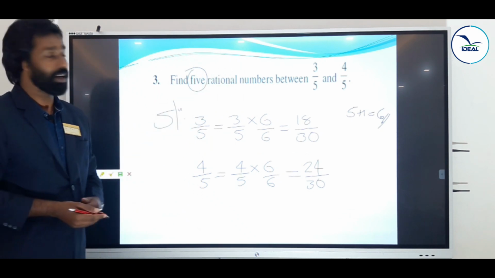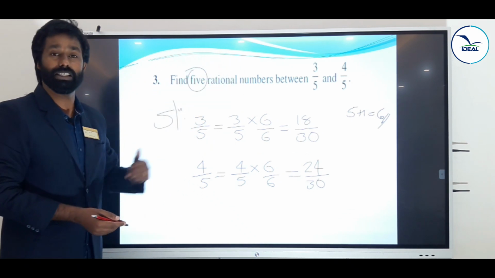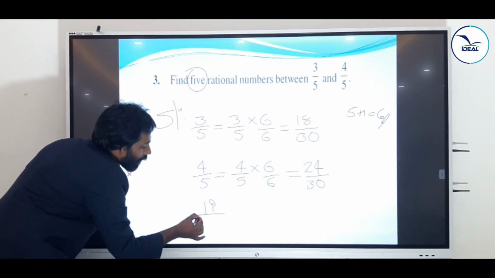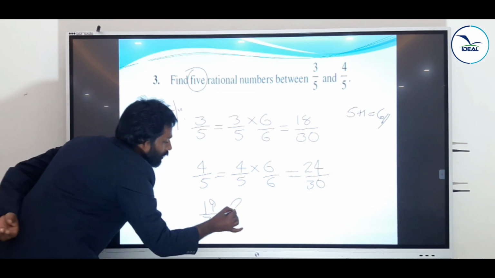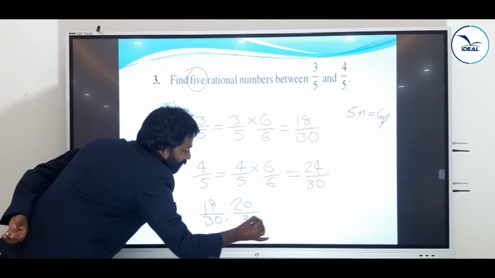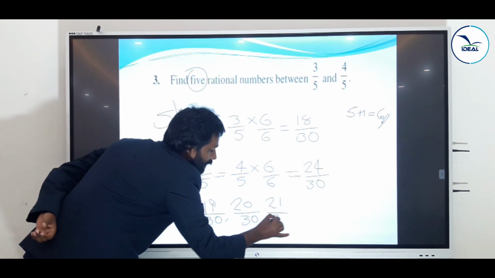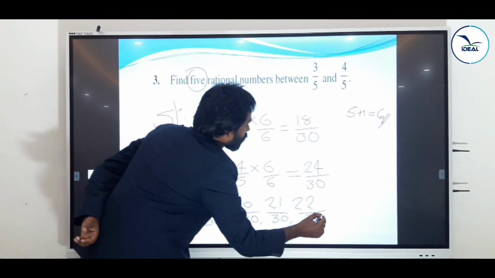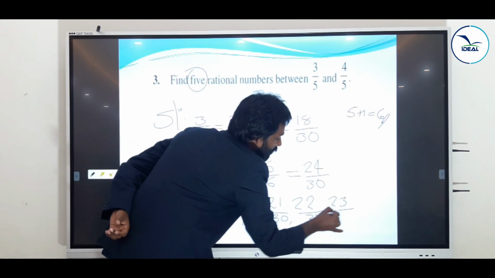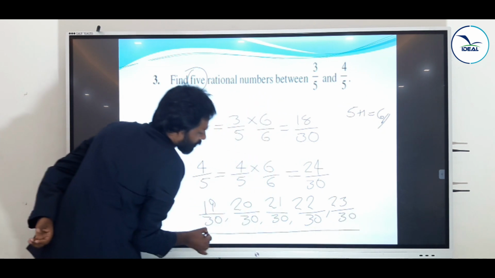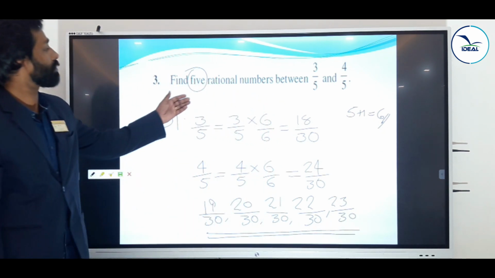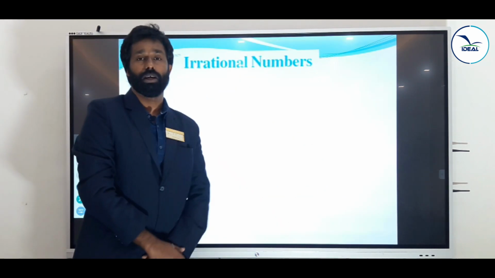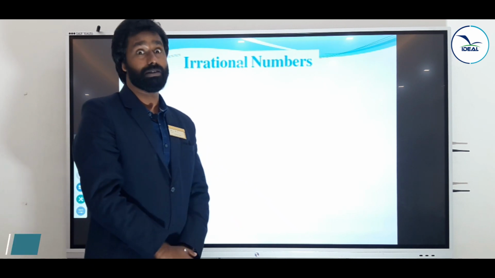Now we can easily write the 5 rational numbers between these. So the numbers are 19 by 30, 20 by 30, 21 by 30, 22 by 30, 23 by 30. So these are the 5 rational numbers. These are the numbers between 3 by 5 and 4 by 5. Got it? Now, we have already learned rational numbers.